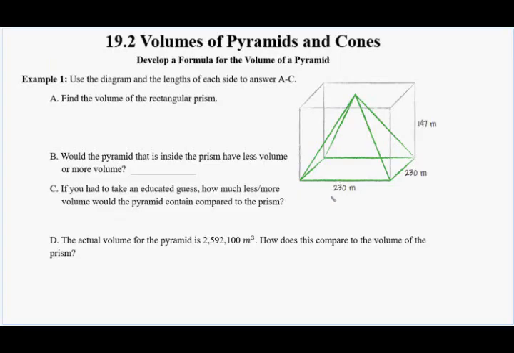So we have a picture here. Our base of this pyramid is 230 by 230. Height of the pyramid is 147 meters. Example 1, use the diagram and the lengths of each side to answer parts A through C.